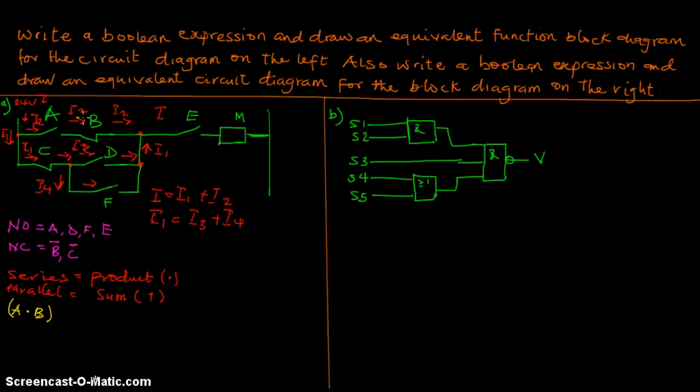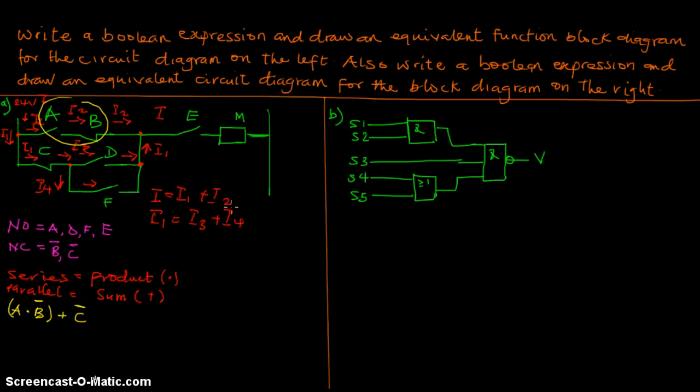Then we know that I2 and I1 are not in series because they are not the same. Obviously, the same current passes through here, but it's not the same current that passed through here. So this whole circuit here is in parallel with C. So we say plus C. Now let's not forget that B is a normally closed contact, so we should have a bar here. Same with C, as we indicated initially.